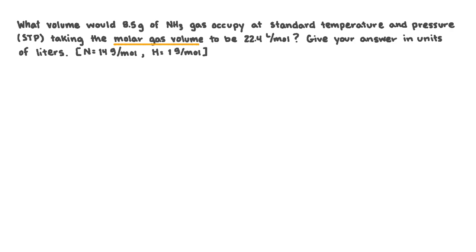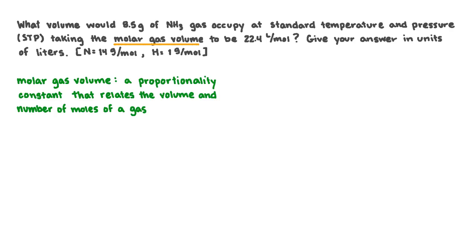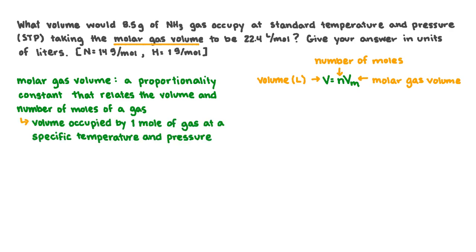Molar gas volume is a proportionality constant that relates the volume and number of moles of a gas via the equation V equals N V subscript M, where V is the volume in liters, N is the number of moles, and V subscript M is the molar gas volume. The molar gas volume indicates the volume occupied by 1 mole of gas at a specific temperature and pressure.